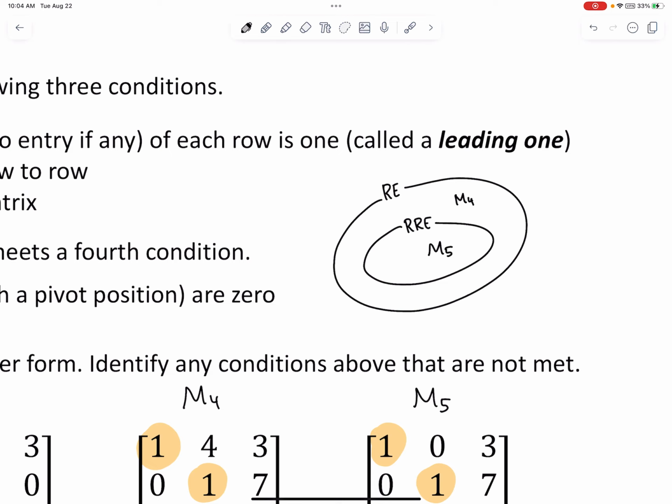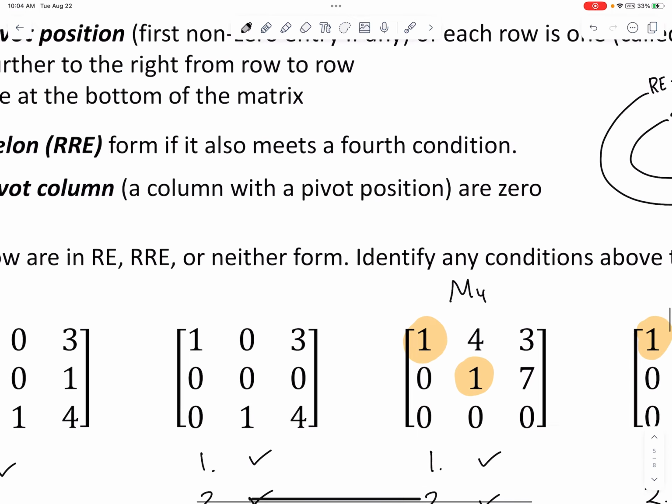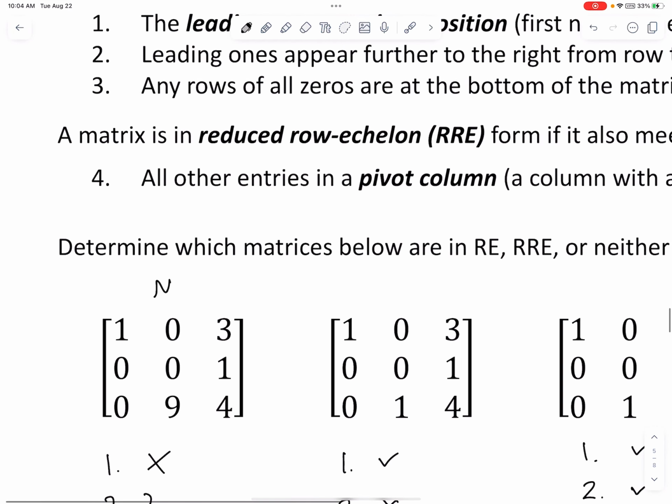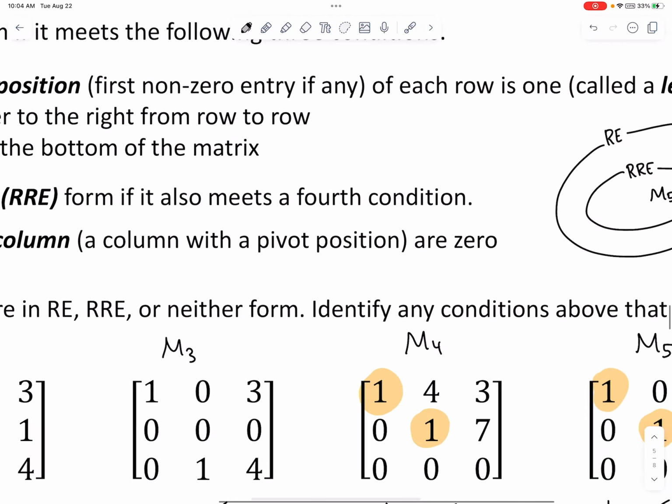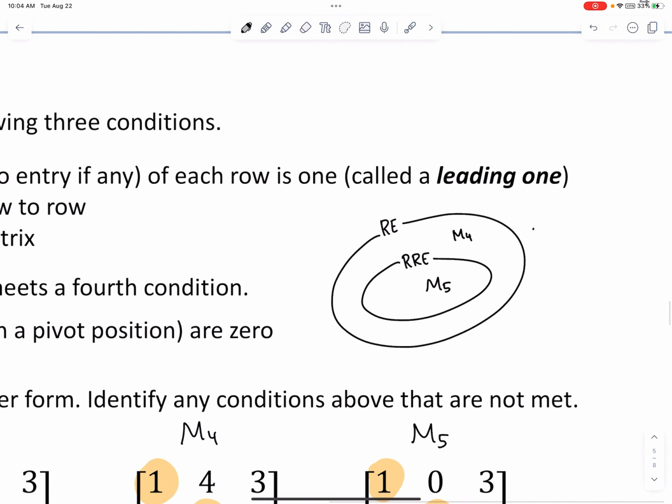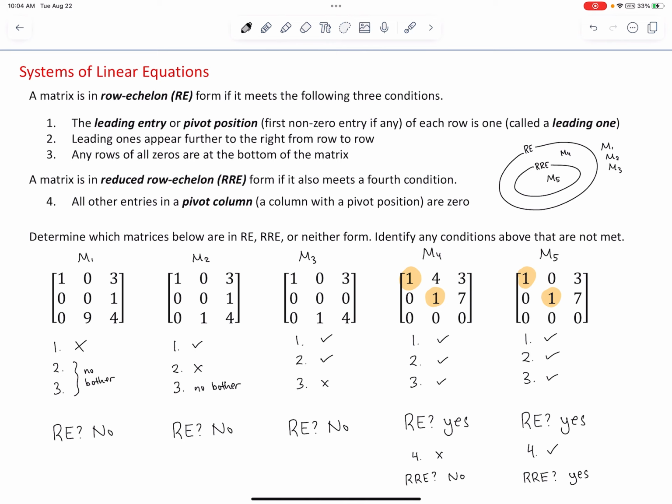So it's in both forms, technically. And then the first three matrices, let's label them matrix 1, matrix 2, matrix 3. As far as our Venn diagram is concerned, they would be outside. So all the first three matrices are not in any of the two forms. Okay, let's move to the next page.